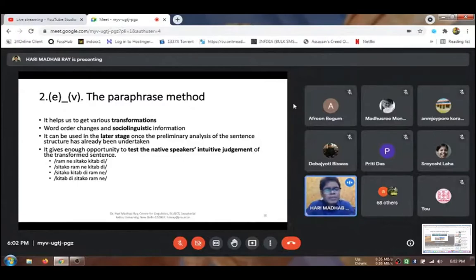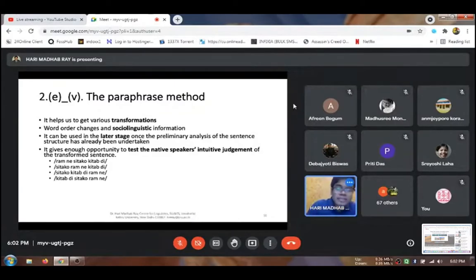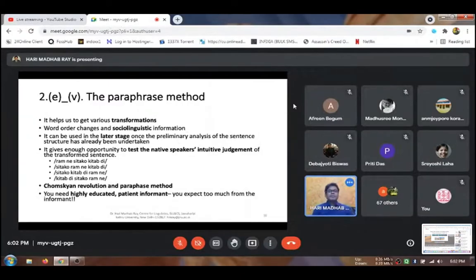So, to some extent, in many inflectional languages, Sanskrit and many Indian languages, Indo-Aryan languages, this thing is possible because we have case marking. Because of the case marking, even if you move the constituent from one position to another position, the sentence is not ungrammatical for that matter. So you can ask the native speakers, the intuition of the native speaker. And as I already mentioned about the Chomsky revolution and the paraphrase method.